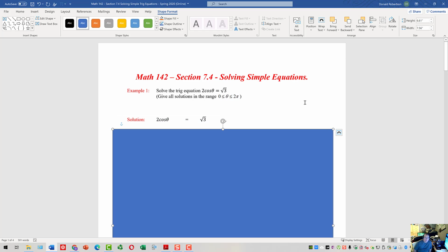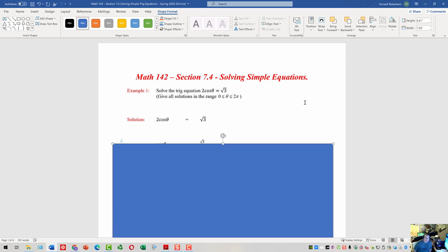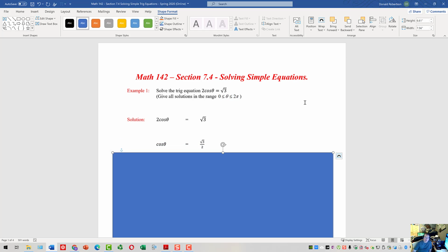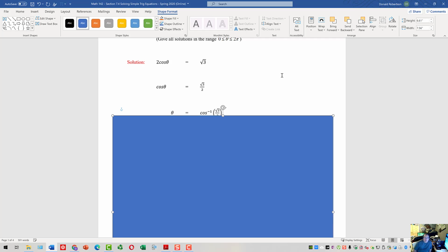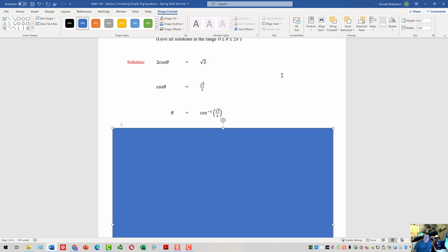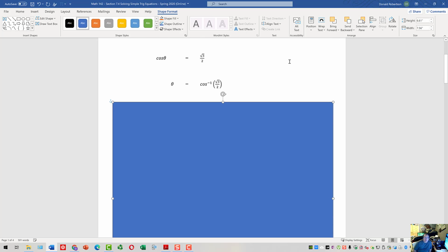Well, we solve it pretty much the same way you solve typical equations. Dividing both sides by 2, we end up with the cosine of theta equals root 3 upon 2. What does that mean? Well, that means that we need to find a theta that has the value the inverse cosine of root 3 upon 2.